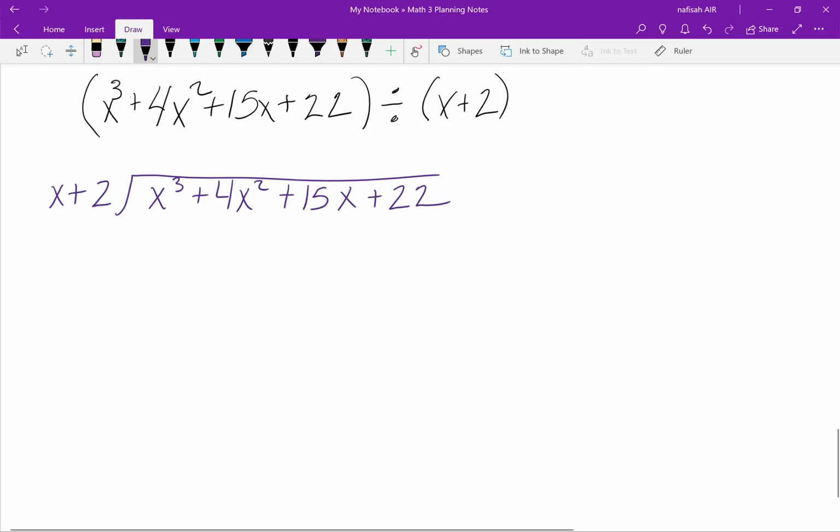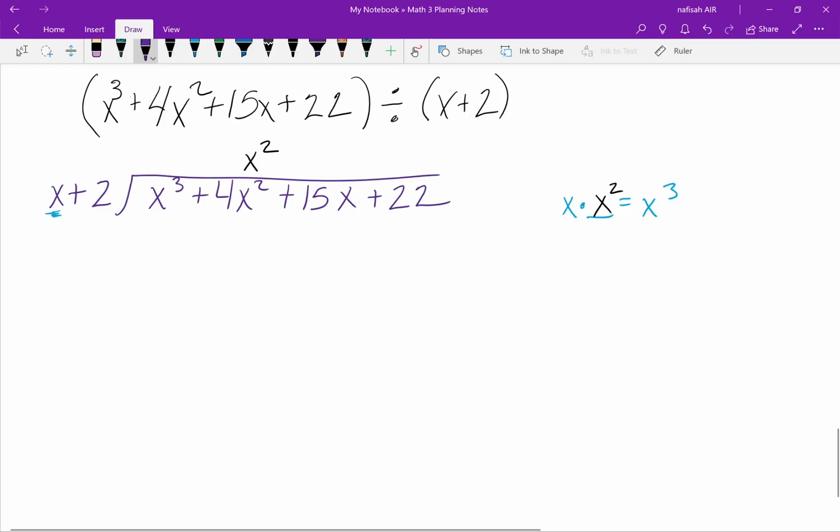From there, I would ask myself, x times what would get me x cubed? And I would know that it would be x times x squared. So I'll go ahead and put it above the x squared term. I always put it above the x squared term.